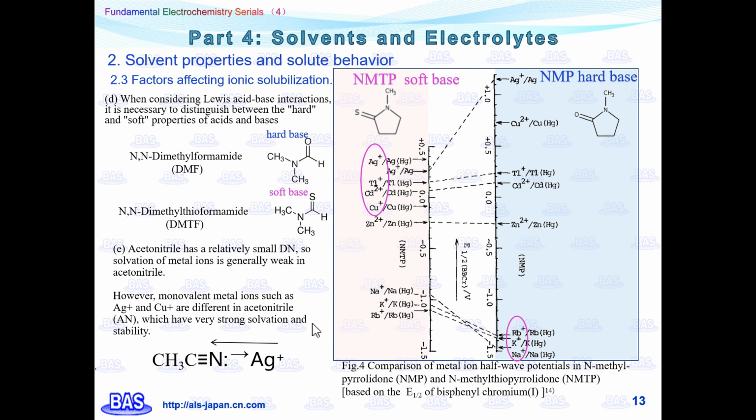Acetonitrile has a relatively small donor number, so the solvation of metal ions in acetonitrile is generally weak. However, unlike other metal ions, monovalent metal ions such as silver and copper ions in acetonitrile solvents have very strong solvation and stability. This is because electrons are back-donated from the metal ion to the nitrile group. Therefore, silver and monovalent copper ions are not easily reduced to metals in acetonitrile solvent.